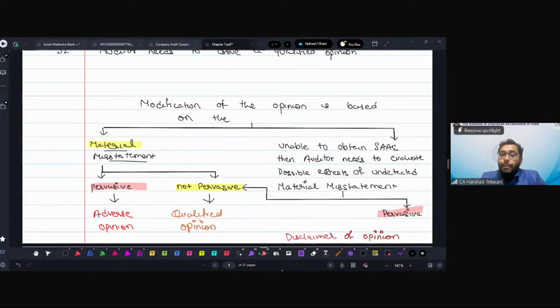But let's say again the commercial property example, where the substantial portion in the balance sheet is those commercial properties. You have not received any of the title deeds, property records, or anything to verify whether the company actually holds those properties or not. In that case, I cannot say qualified opinion because I have not got any information, and the possible effect of undetected misstatement could be very high, very pervasive. In that case, I will issue a disclaimer of opinion.